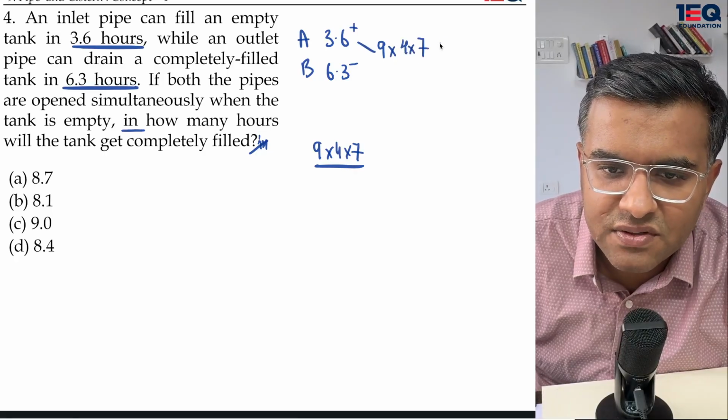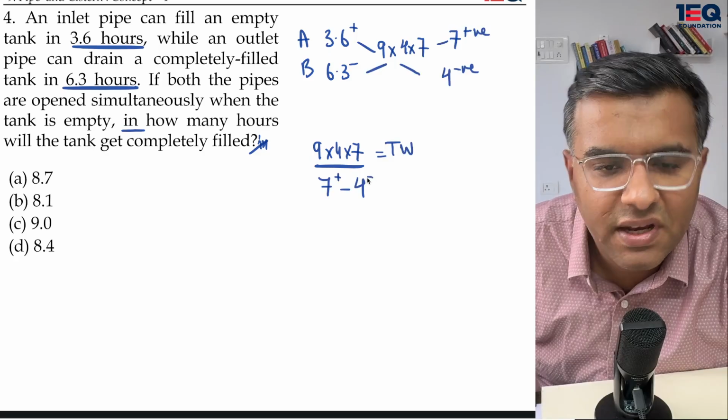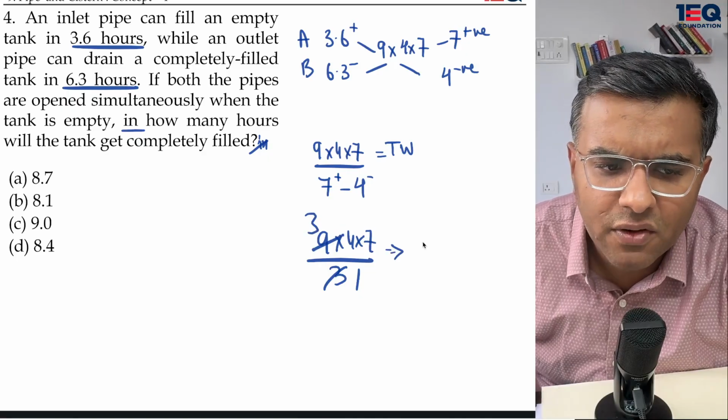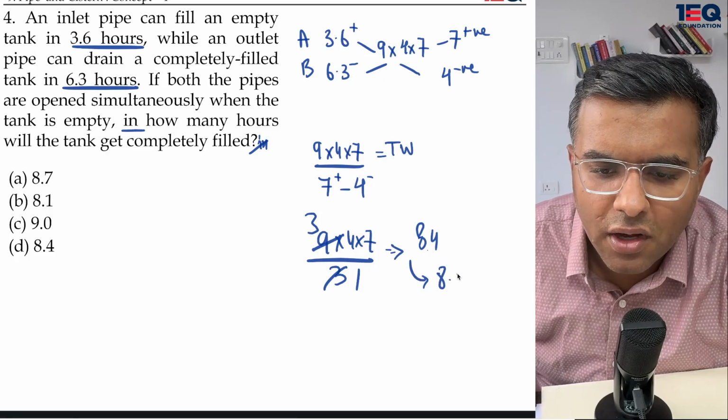9 into 4 is 36, so 7 is the positive efficiency, and 9 into 7 is 63, so 4 is the efficiency, which is negative. 7 minus 4 is 3. 3 into 9 into 7 into 4 is 84, or rather, I should say 8.4.